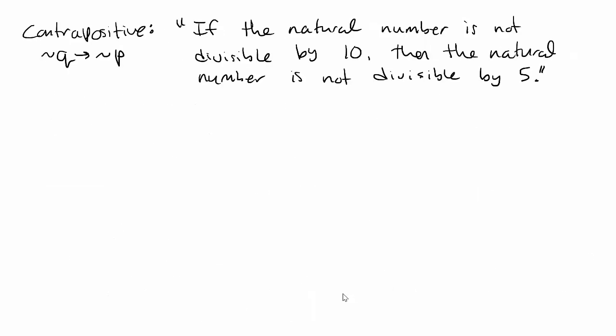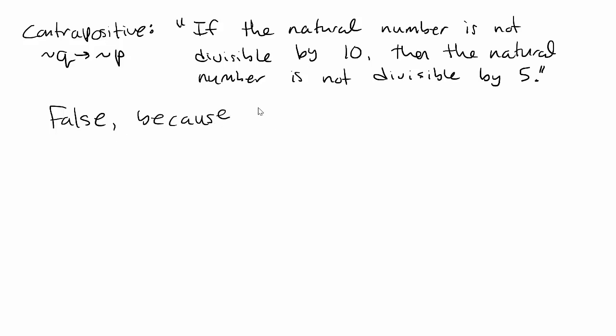And then the last one, think this one through too before I write something down. So if the natural number is not divisible by 10, then the natural number is not divisible by 5. Is that true or false? Does it make sense? Or do we think that that's false, and can we come up with an example to show that it's false? So this one's false.